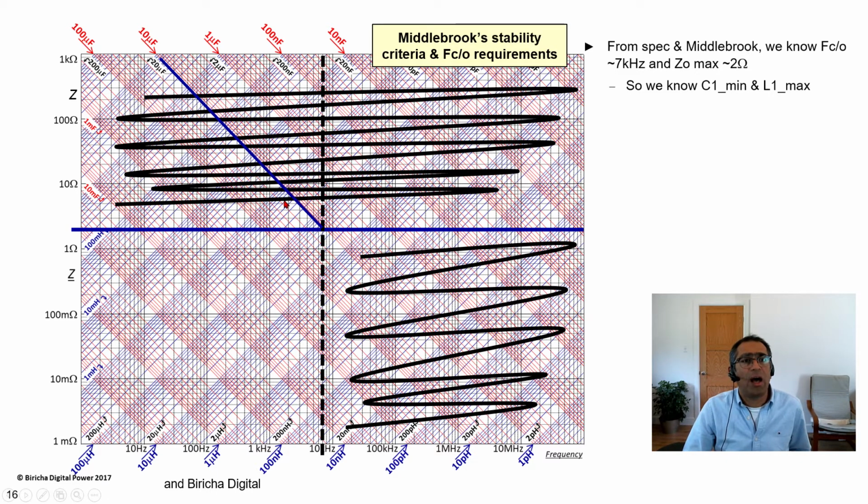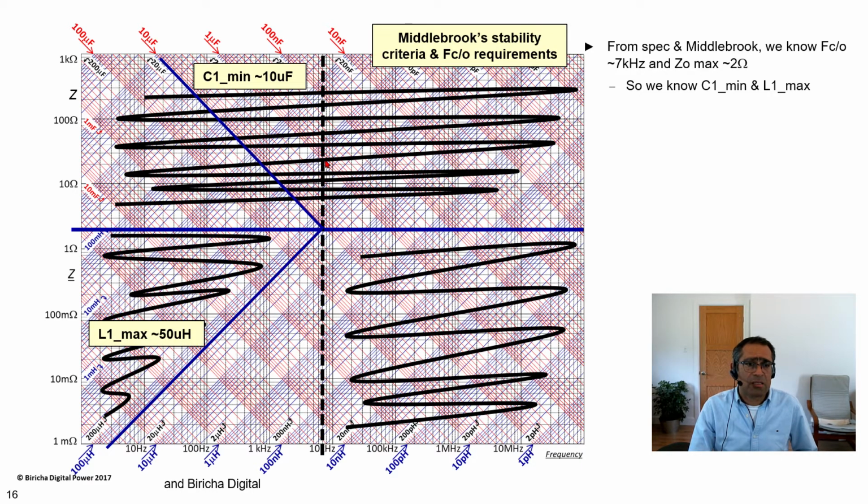Otherwise, any lower, I will violate the Middlebrook stability criteria. So the minimum value of my capacitance cannot be less than 10 microfarads. And at the same time, the maximum value of my inductance cannot be more than 50 microhenries. Okay? So I've immediately limited. I'm already limited because of Middlebrook and because of this cutoff frequency.